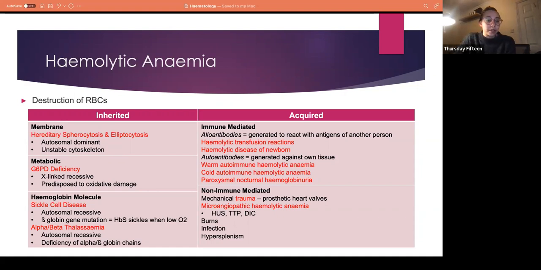Hemoglobin molecule deformities, so things like sickle cell and thalassemias, you'll destroy your red blood cells because they're abnormal. And then you have acquired causes, so they can be immune mediated or non-immune mediated, and the immune mediated ones were what this question was about.